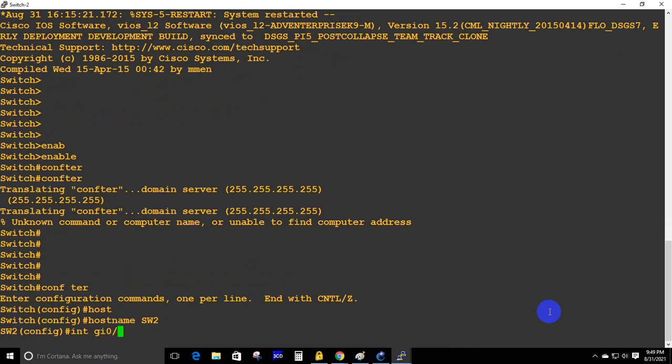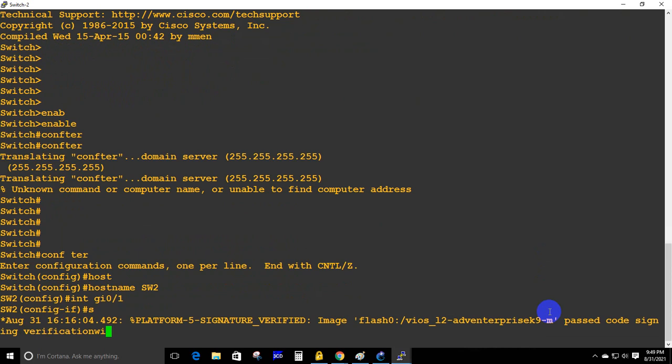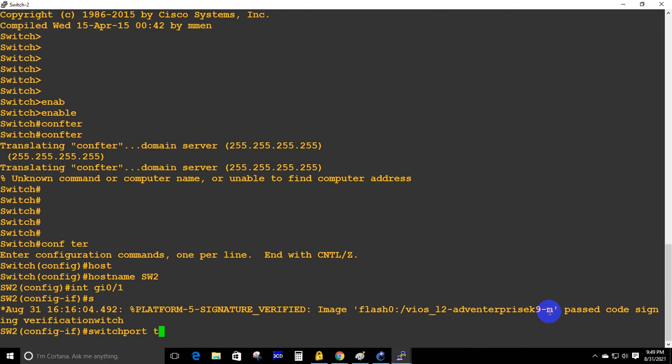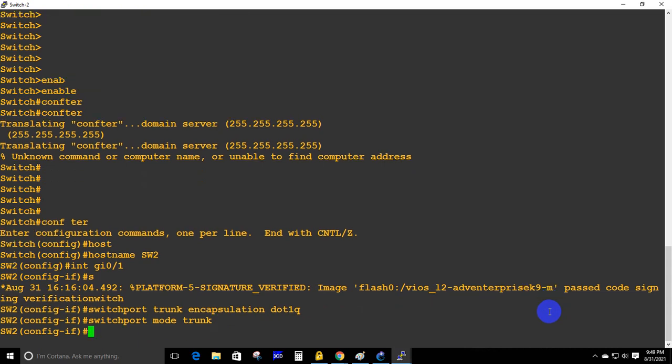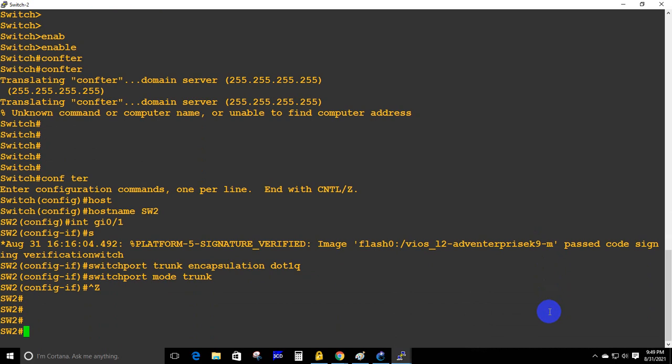Interface GI 0/1, switchport trunk encapsulation dot1q, switchport mode trunk. Clear? Yes, sir.